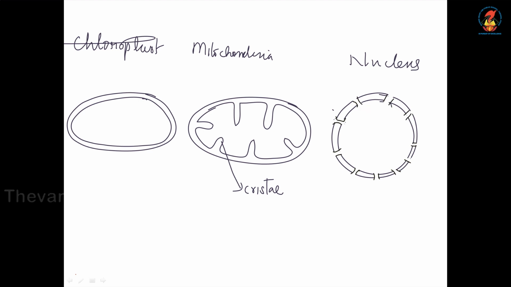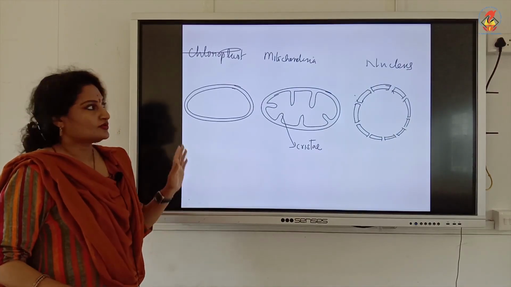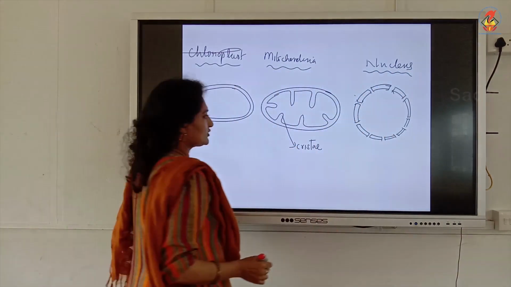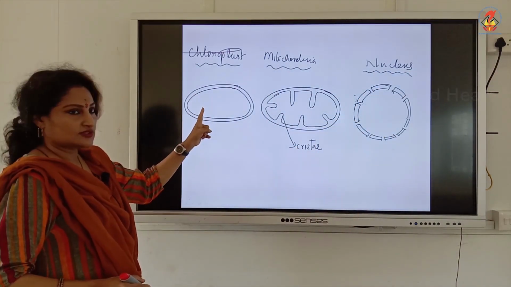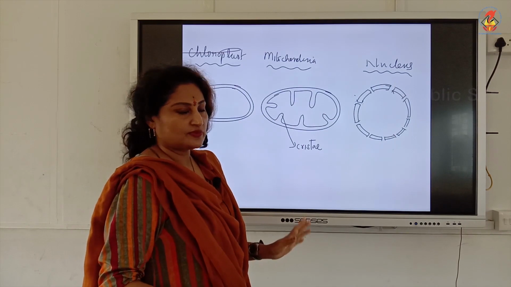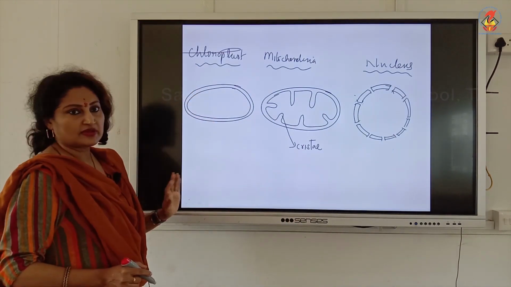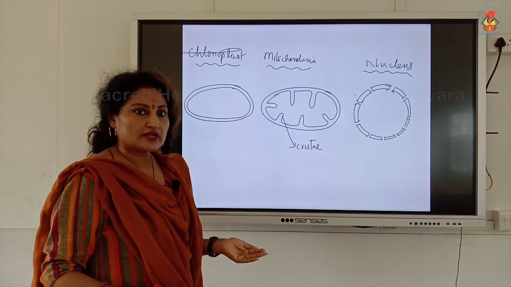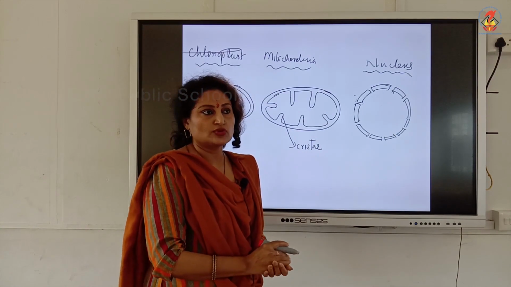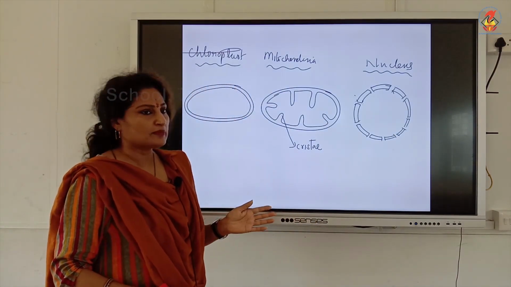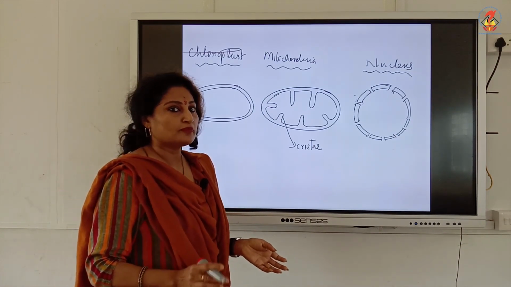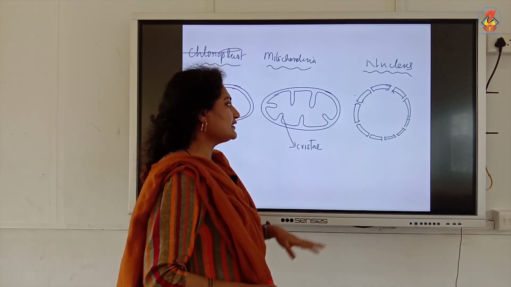Clear? So once again, reiterating the first point, all these organelles, whether it's chloroplast or mitochondria or nucleus, are surrounded by a double membrane. The shape first, chloroplast is ovoid or discoid. Mitochondria is ovoid or discoid, whereas nucleus is spherical. In chloroplast, look at the outer and inner membrane, they are smooth. Whereas look at mitochondria, the outer membrane is smooth, whereas the inner membrane is thrown into infoldings called cristae. Look at nucleus, both the nuclear membranes are surrounding the nucleus, but they are interrupted by pores.